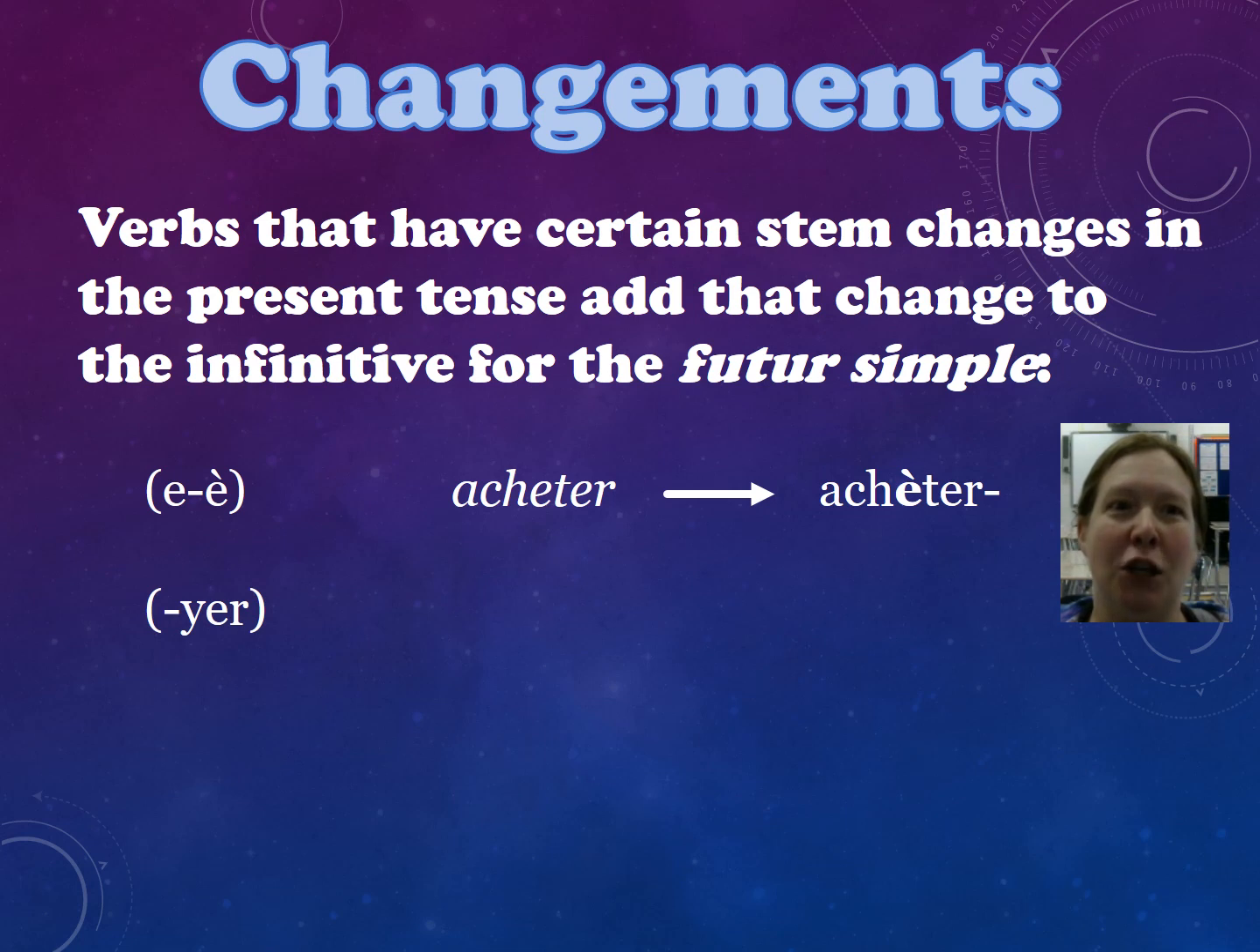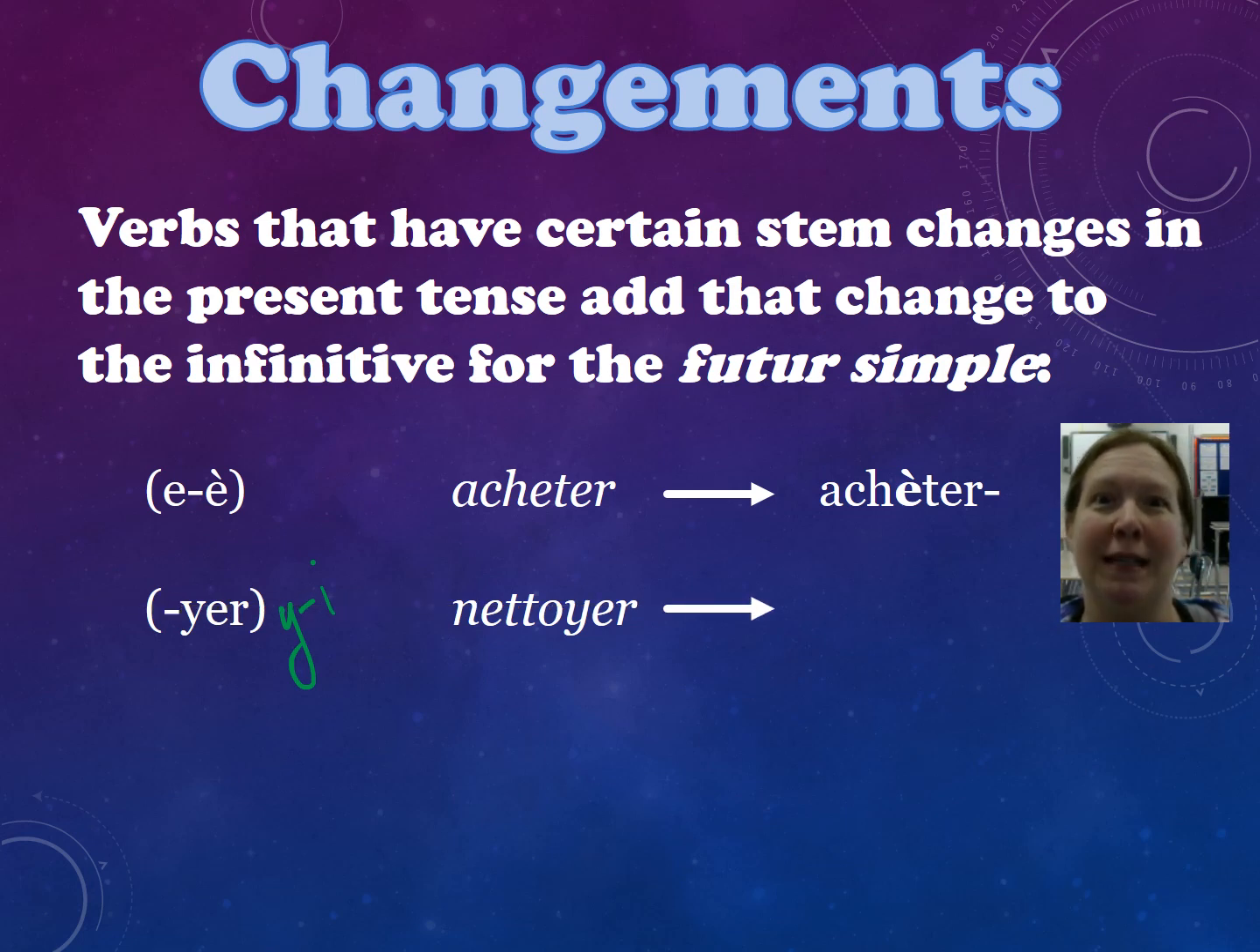Another kind of stem changing verb is a YER verb. For example, nettoyer. Sometimes these verbs are called Y to I verbs because that's what you're doing. You're taking the Y and you're changing it to I, again, in all of the forms except the nous and vous form. In the future, you do it for all of the forms. You're changing that Y to I in the infinitive before you add your endings. And all of these are changes that are made to the stem before you add your endings, and you do it for all forms, unlike the present tense where it only happens a couple of times.